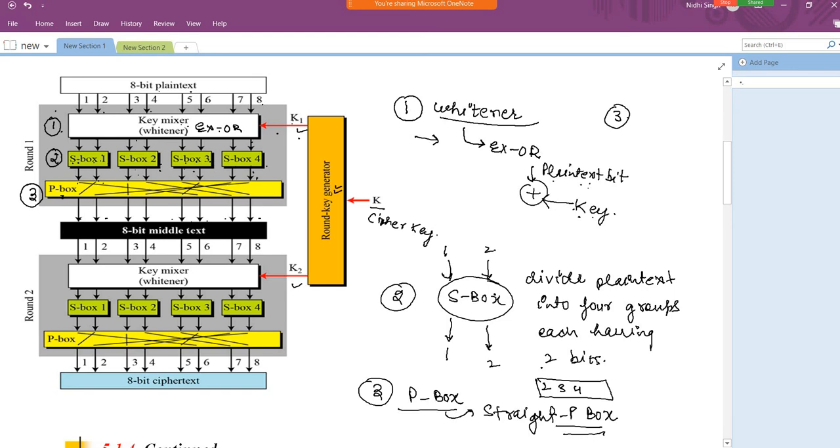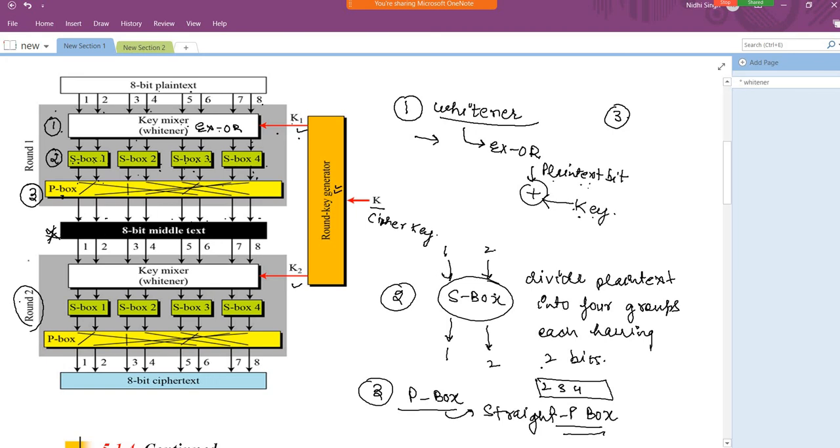Whatever output is generated by the S box will be passed to the P box for the permutation. This P box will be a straight P box where the number of inputs and the number of outputs will be same, from the invertibility point of view. So whatever output is generated by the P box after the permutation will be treated as 8-bit middle text, because we have to pass the result to round 2. So ये मेरा final cipher text नहीं है. It is 8-bit middle text.